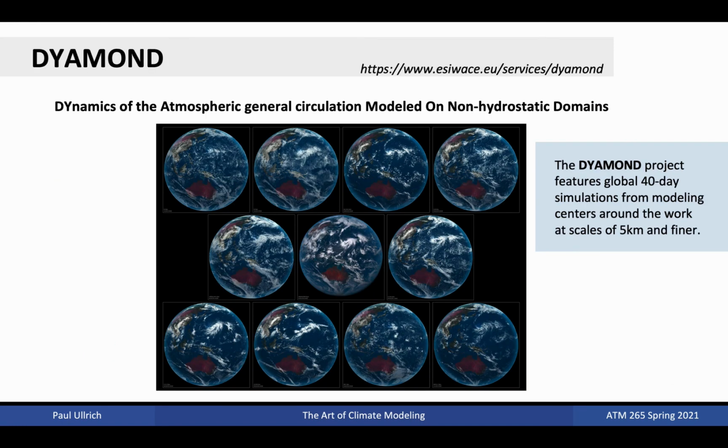With that said, some big strides are being made in building the next generation of global climate modeling systems. One recent effort is the DYAMOND Initiative, short for Dynamics of the Atmospheric General Circulation Modeled on Non-Hydrostatic Domains. Within the project, modelers from around the globe were invited to contribute 40-day simulations at resolutions of 5 km and finer. The resulting simulations led to plots that were hard to distinguish from satellite photography. With that said, substantial work remains before these simulations are scientifically vetted and can be used for climate change understanding.